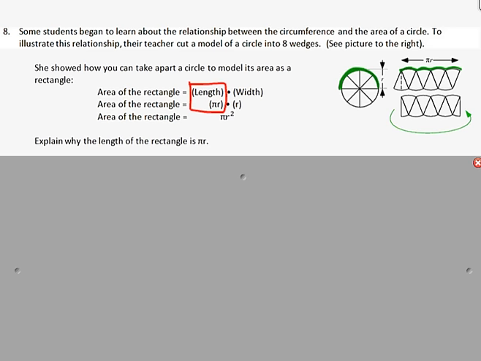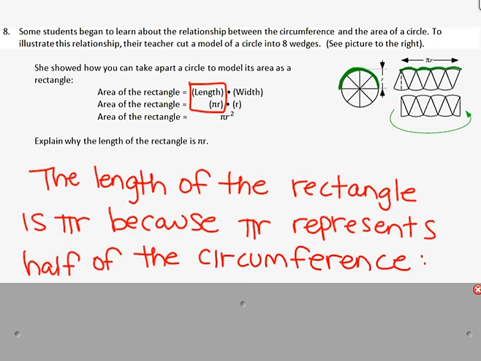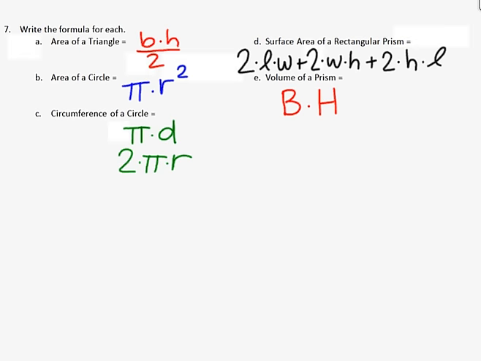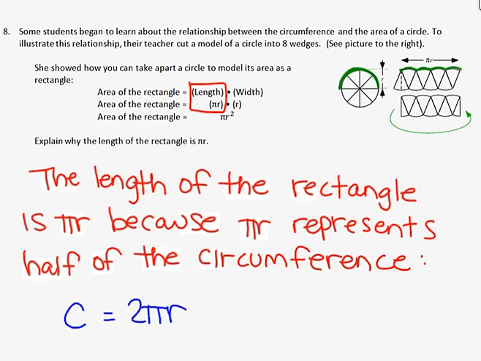So that's the first part of this, is that the length of the rectangle is pi times radius because pi times radius represents half of the circumference. You also need to include why that's half of the circumference. So remember, one of our circumference formulas was 2 times pi times radius. We're going to use that. So circumference is 2 times pi times radius, but I want half of that.